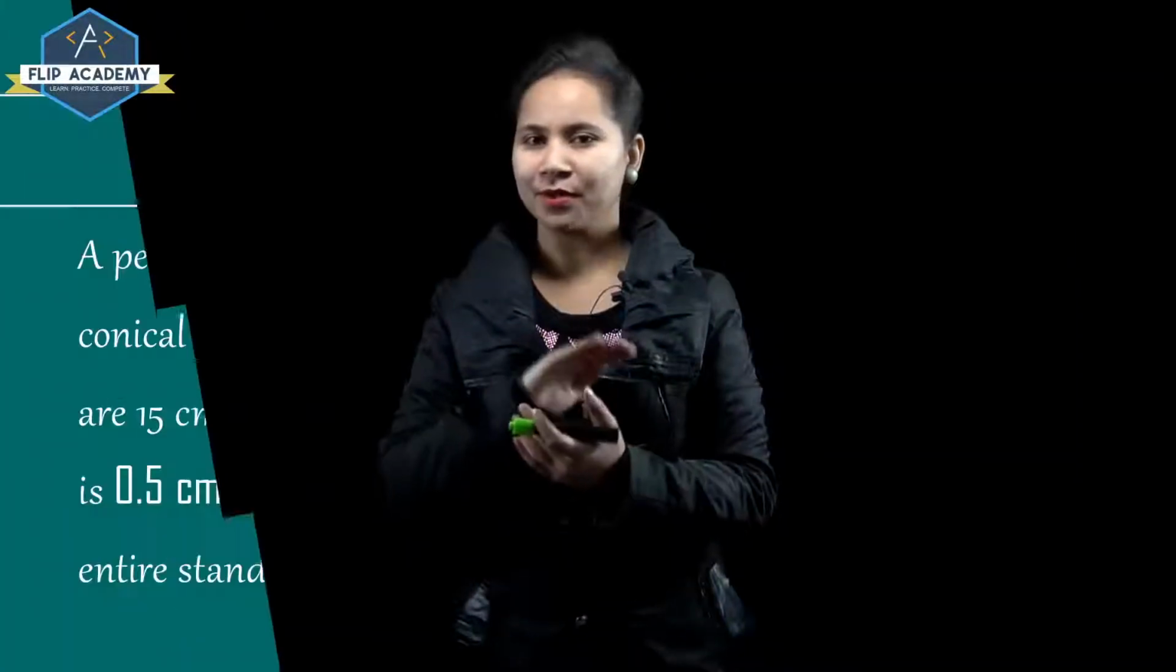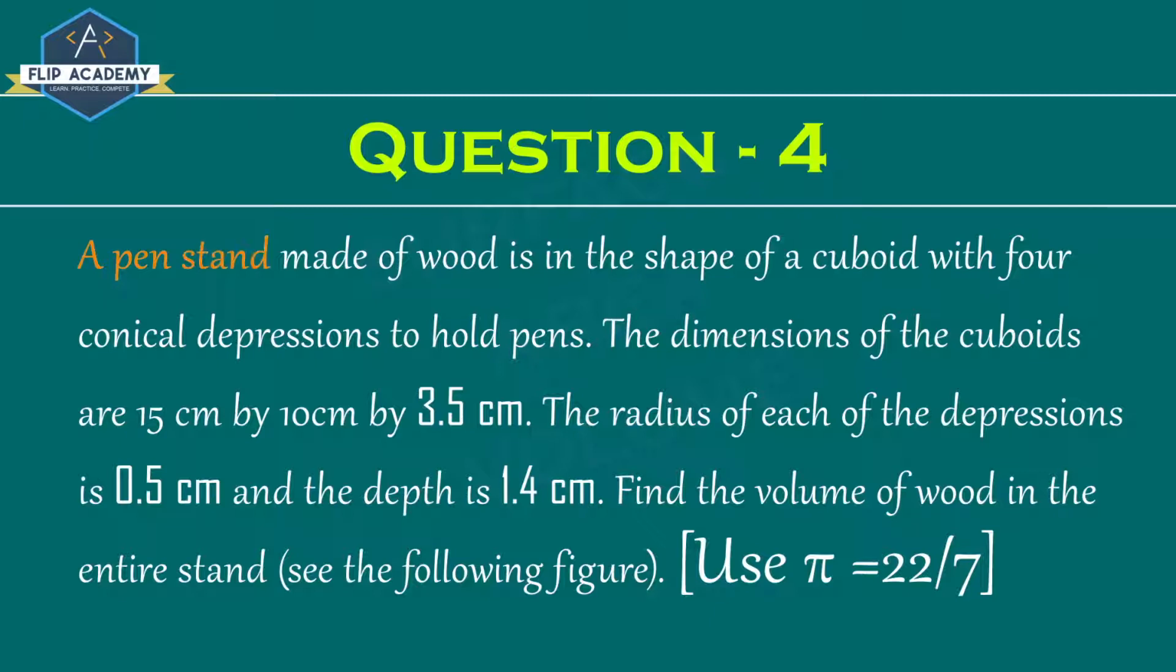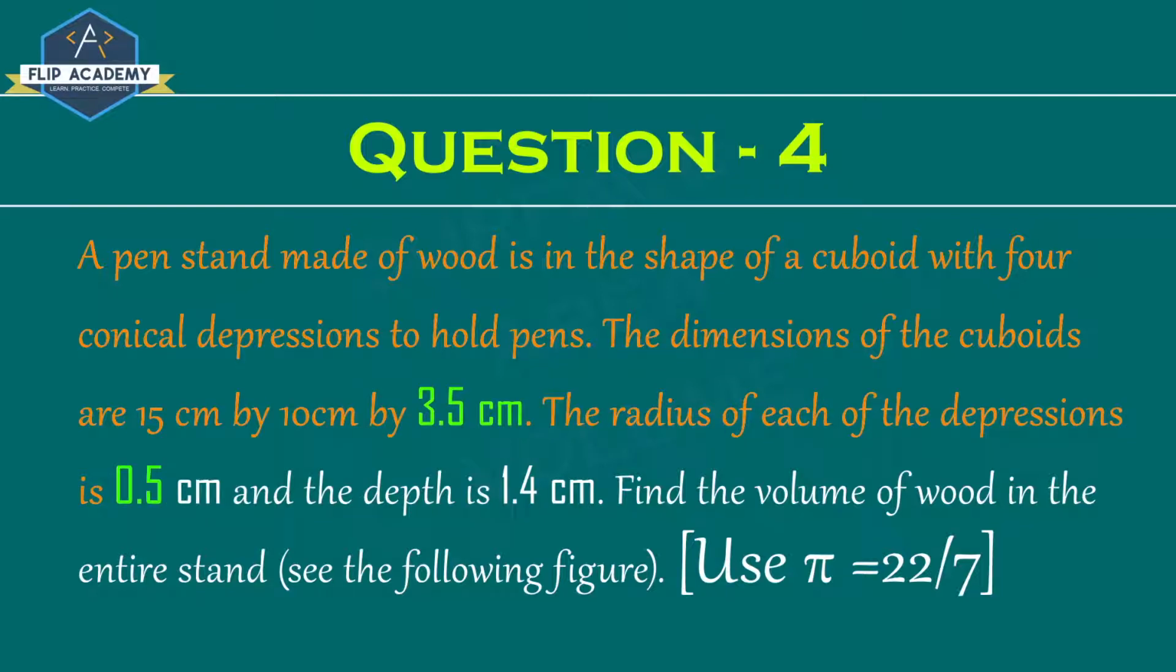Surface area and volume exercise 13.2 question number 4. A pen stand made of wood is in the shape of a cuboid with 4 conical depressions to hold pens. The dimensions of the cuboid are 15 cm by 10 cm by 3.5 cm. The radius of each of the depressions is 0.5 cm and the depth is 1.4 cm. Find the volume of the wood in the entire stand. See the following figure. Use pi is equal to 22/7.